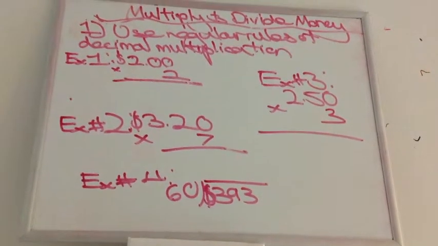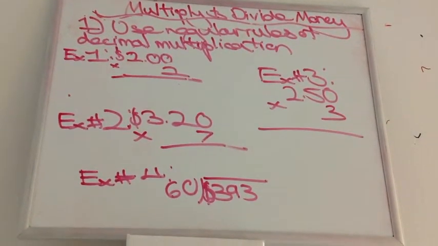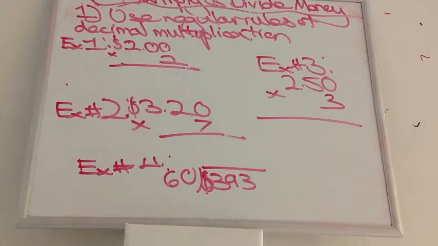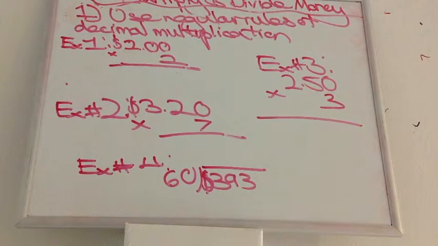Hi guys, today we'll be learning about multiplying and dividing money. So we all love money. Now how do you translate this to mathematical terms for real life? Well, when you're multiplying money, you want to use regular rules of multiplication. So look at example 1.